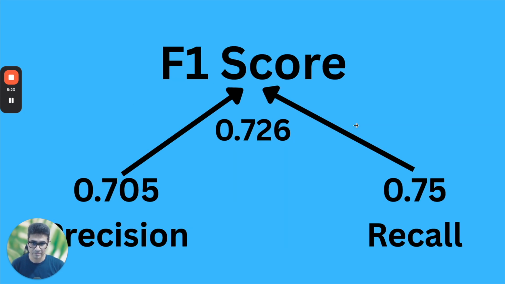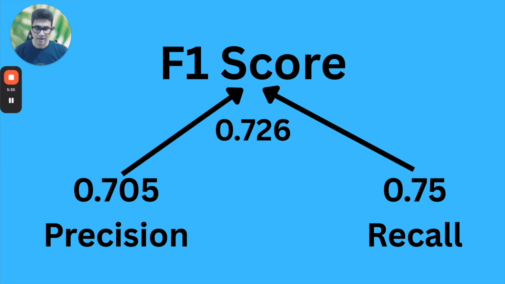So that's about that. Now, moving over to F1 score. So let's get back into the core of what an F1 score really is. In our case, the precision is 0.705 and the recall is 0.75. Your F1 score seems to be 0.726. So what does this really mean? Is it a mean? Is it just an average? We'll find out, right? Moving ahead.